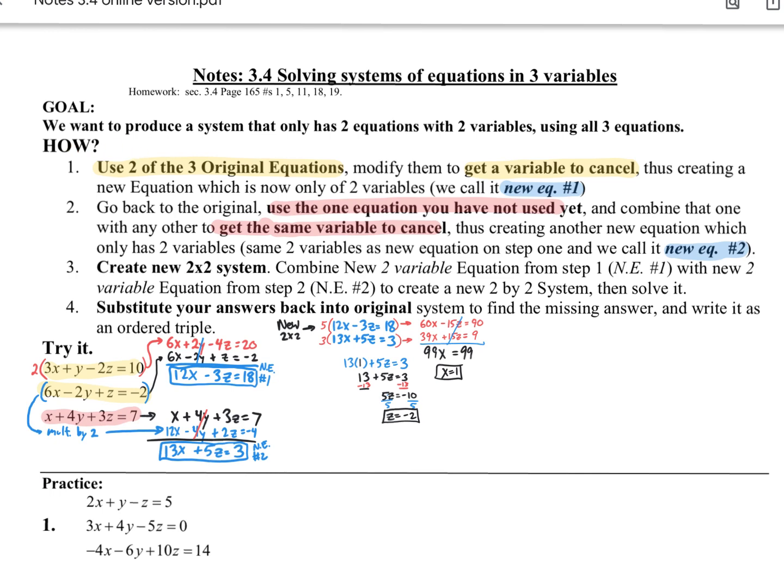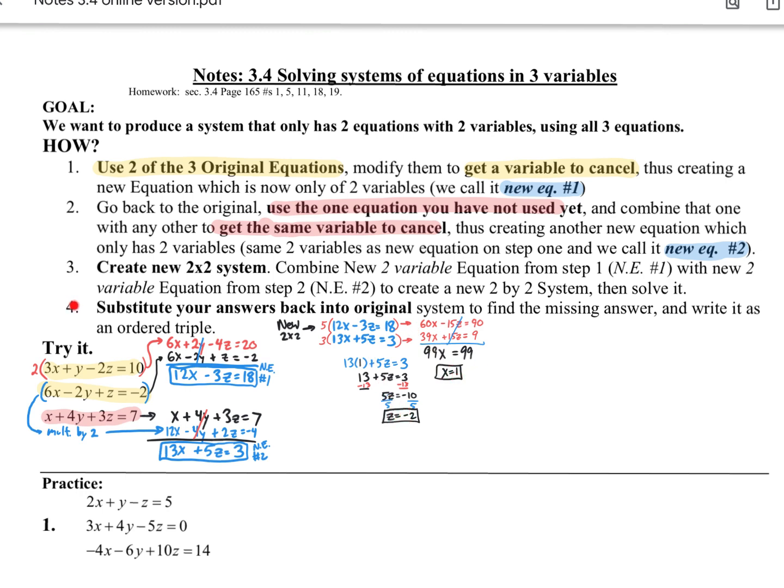Let me pause right here and reiterate the steps that we've done so far. Step 1, use 2 of the 3. We used the 2 yellow ones. We modified it, we got the y's to cancel, and we got new equation number 1. And then step 2, go back to the original, use the one you haven't used, that's this red one. Modify something to get the same variable to cancel. We got new equation number 2. We took these 2 new equations, put them together to create our new 2 by 2 system that we know how to solve, which we did solve, and we got these 2 answers.